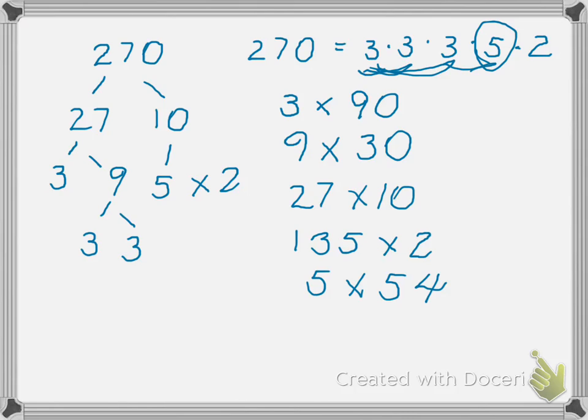And wait a minute, did I cover 2? So I have 2 times all of these. So let's see, 2 times 15 times 9, which is 2 times 135, I have that already. Okay, so I have all the possible combinations.